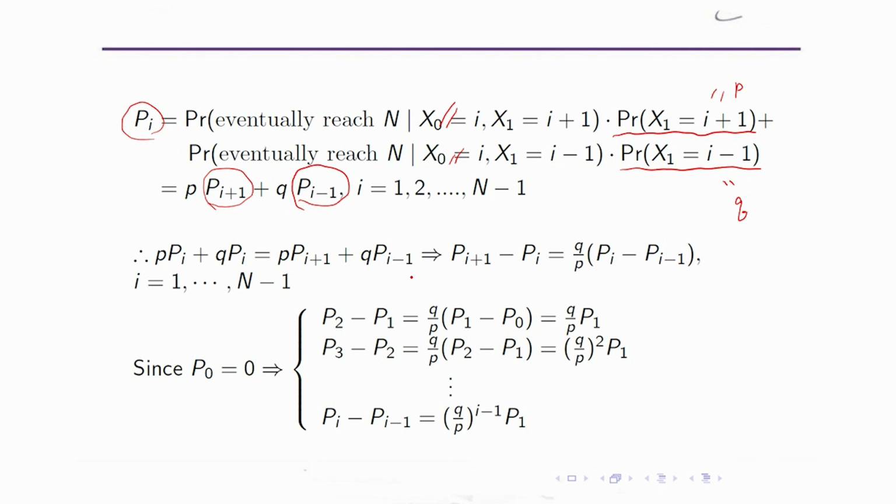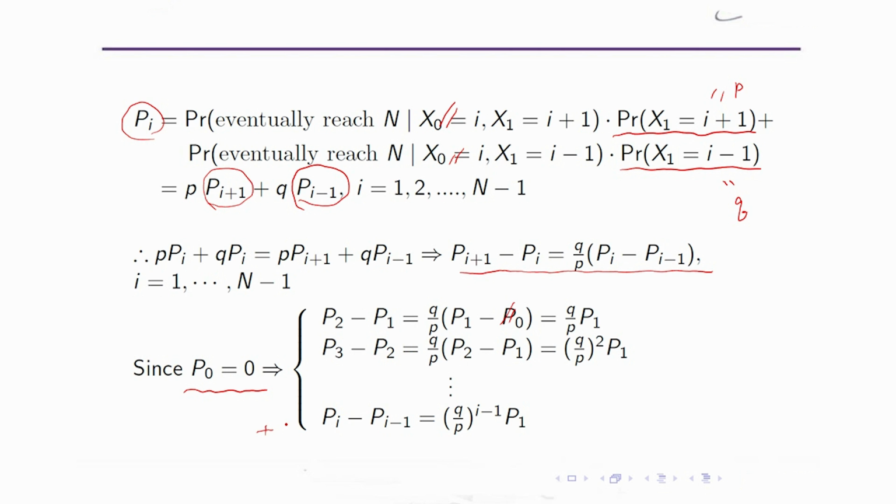If we organize this equation, we get this: P(i+1) minus Pi is equal to q over p times (Pi minus P(i-1)). Now, if we plug in i, for example i equal to 1, we have P2 minus P1 is equal to q over p times (P1 minus P0). And because P0 is equal to 0, we have q over p times P1. And similarly, we can keep going up to Pi.